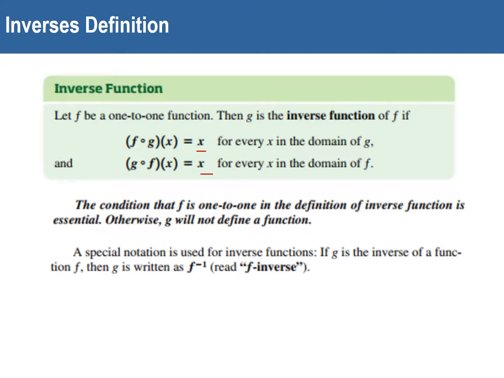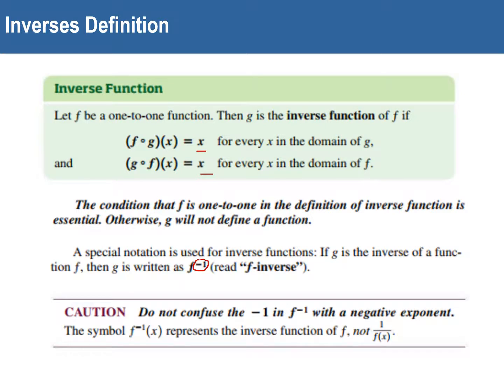We're going to use the notation f to the negative 1, and we're going to read it as f inverse. It is not 1 over f. This is a confusion that when you're first starting can be a bit of a challenge. So make sure you recognize that as inverse, not 1 over f.